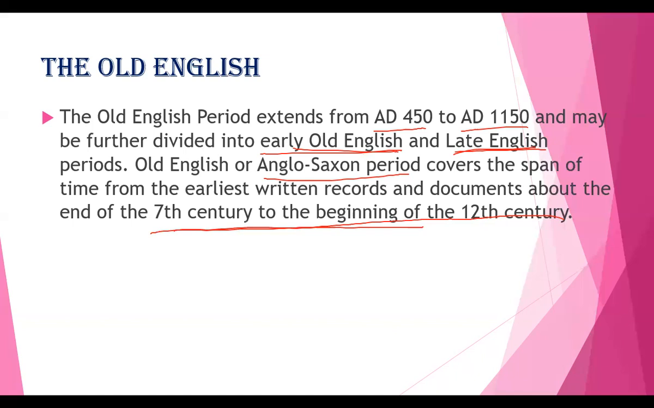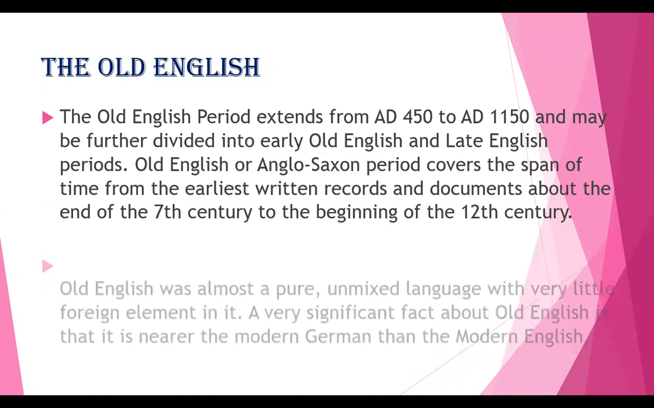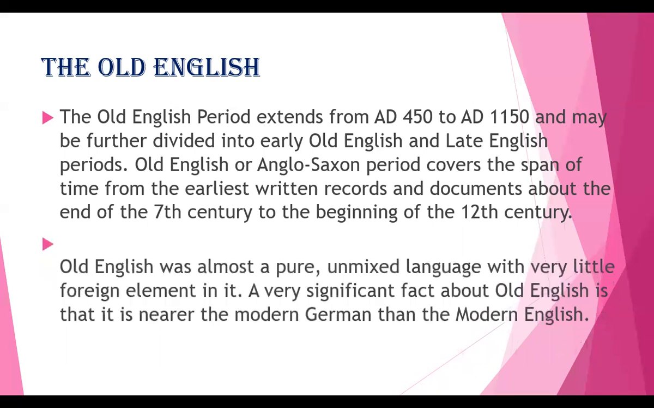So the important aspect we need to know is that this Old English period started at AD 450 and lasted till AD 1150, and was later divided into early and late Old English, right? This period is also called the Anglo-Saxon period, and covers the span of time from the earliest written records and documents. These are the important elements which we need to understand about the Old English.